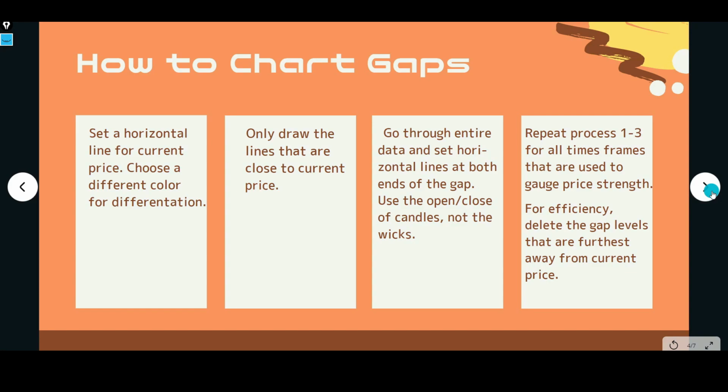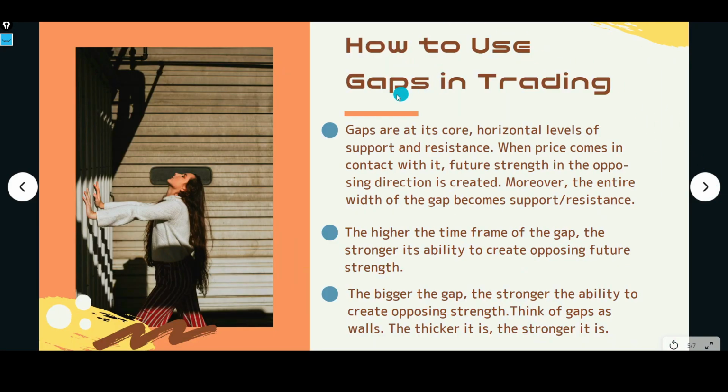Next slide, please. Okay, how to use gaps in trading. Number one, gaps are at their core horizontal levels of support and resistance. When price comes in contact with it, future strength in the opposing direction is created. Okay, let me explain that.